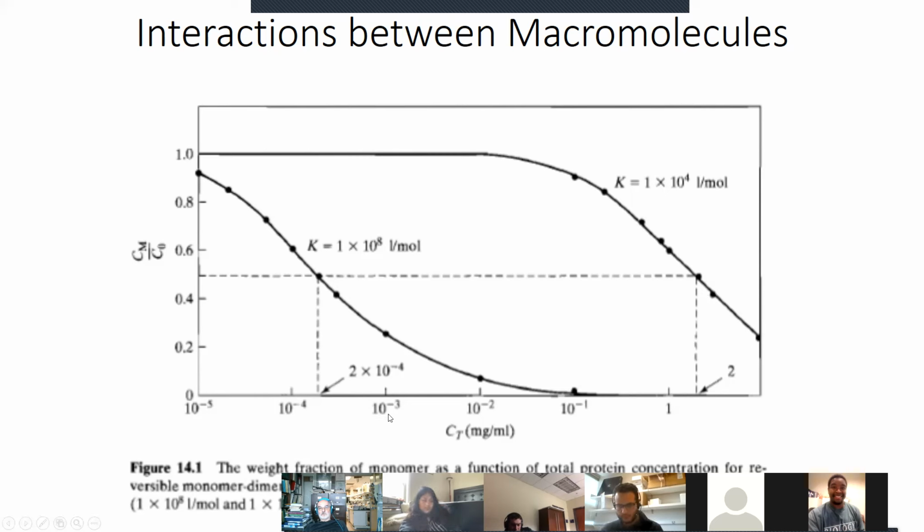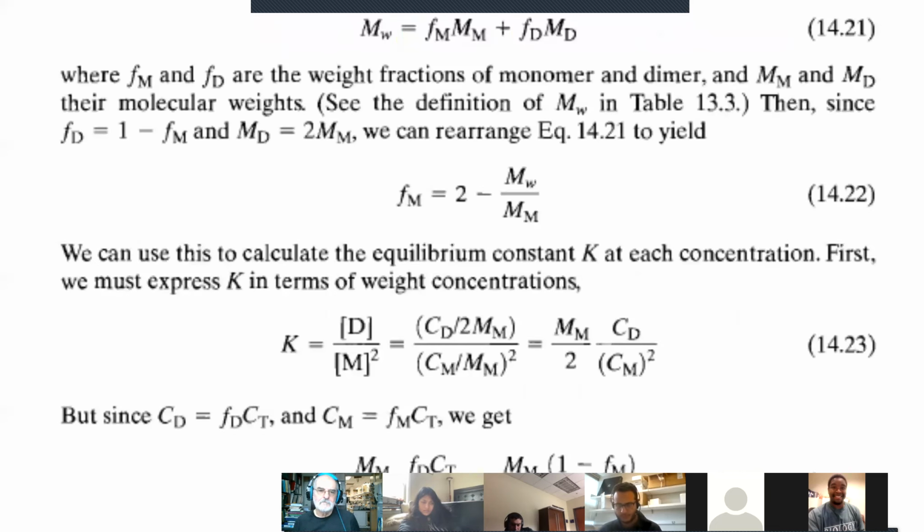Okay, I have to be working in the microgram per mL region. This is 2 micrograms, okay? And so you can do experiments to measure the amount of monomer-dimer, but you have to be working in very different concentration regimes. So this requires high concentration, and this requires low concentration to be able to make the measurement. This is really an introduction to methods.